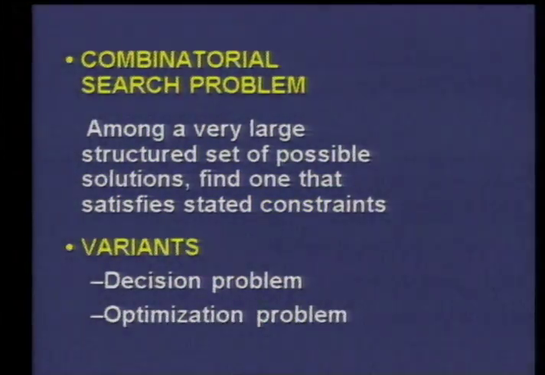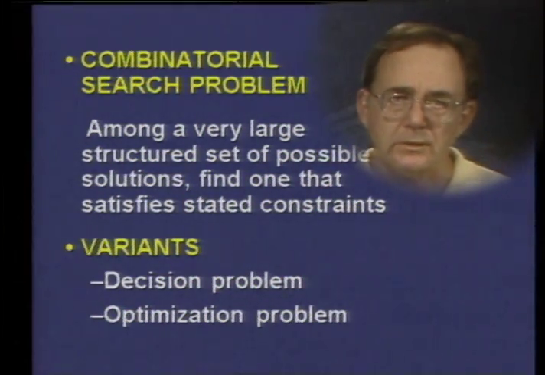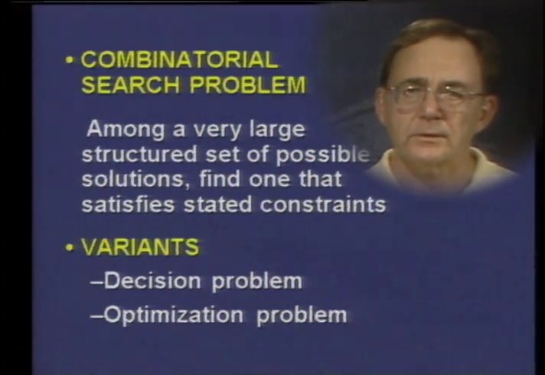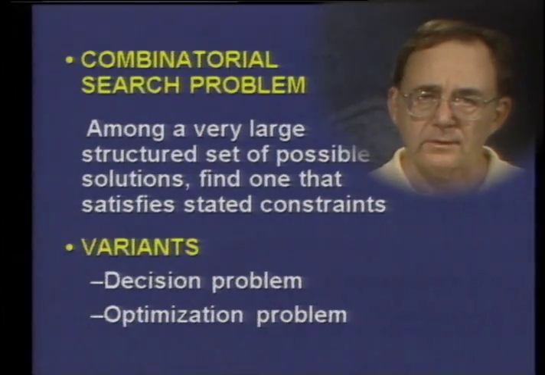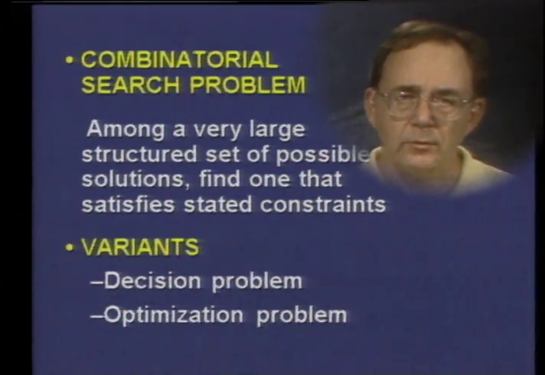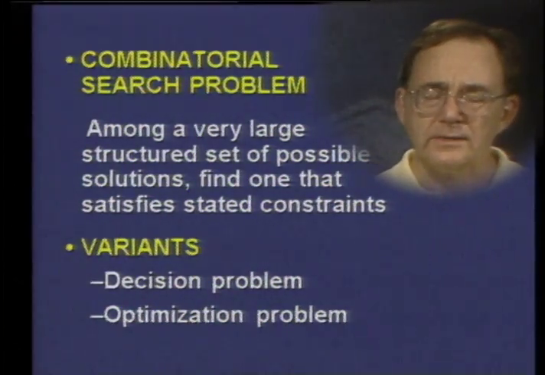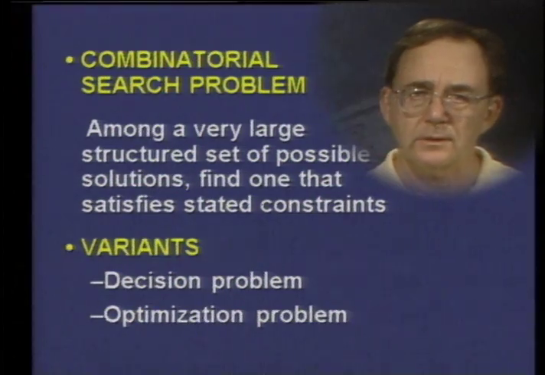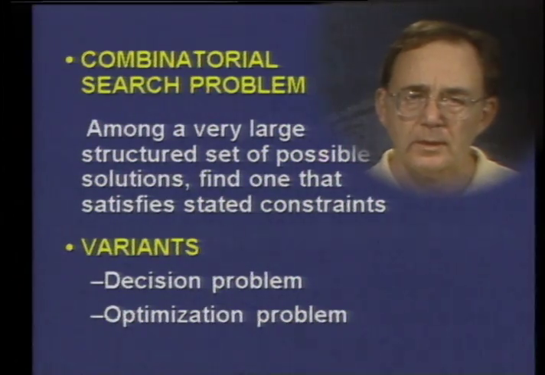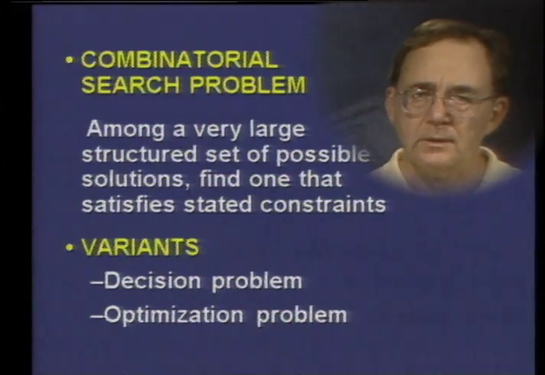We can define a combinatorial search problem in general as follows. Among a very large but finite structured set of possible solutions, find one that satisfies a set of stated constraints. There are some variants of this definition that are also of interest. Sometimes we're interested in decision problems, problems of a yes-no character, where we don't ask to find a solution, but simply to determine whether a solution exists. Sometimes, as in the example of the Steiner tree problem or the assignment problem, we're looking for an optimal solution. That is, we associate with every possible solution a cost, and we're seeking a solution of minimum cost.